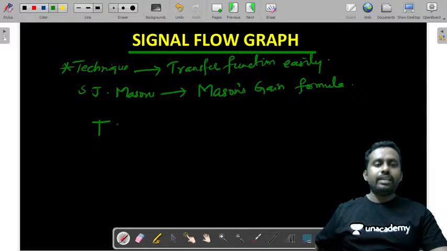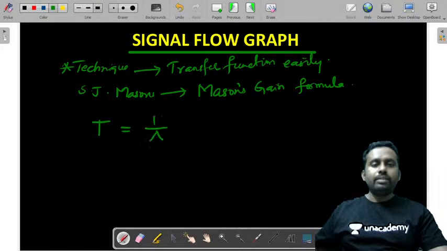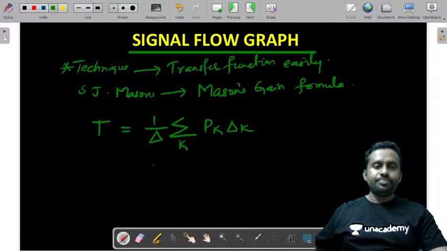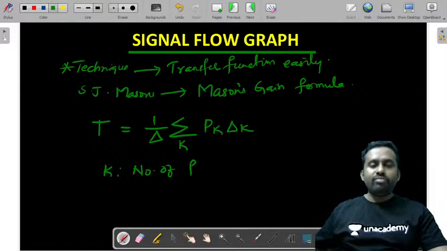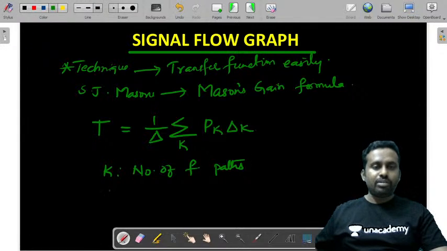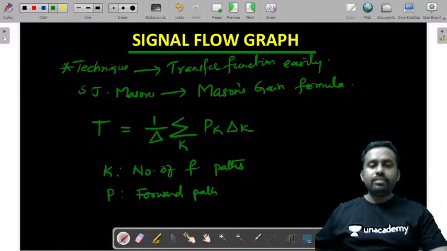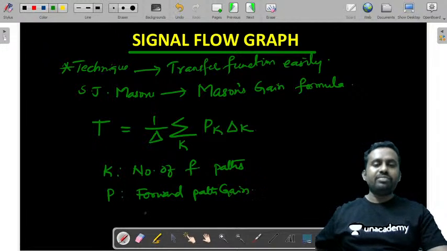This is given by the transfer function T equal to 1 by delta, summation Pk delta K. Good evening, Shrikant. We are discussing the signal flow graph. So Mason's gain formula is T equal to 1 by delta sigma Pk delta K. You need to know what these things are. K is the number of forward paths. I'll tell you what these forward paths are. P is the forward path gain, or the product of the gains in the forward path.